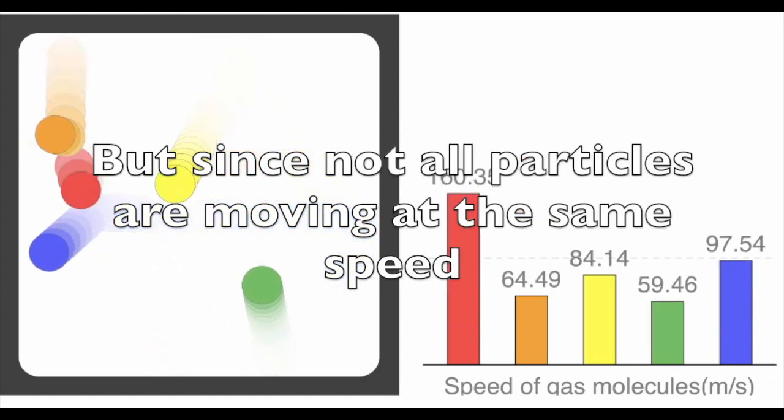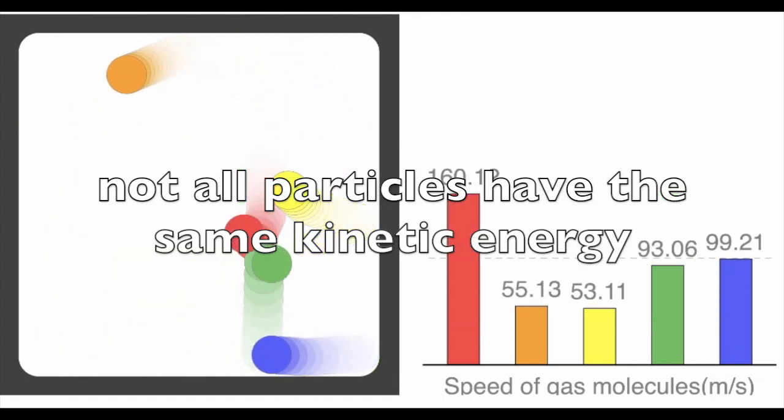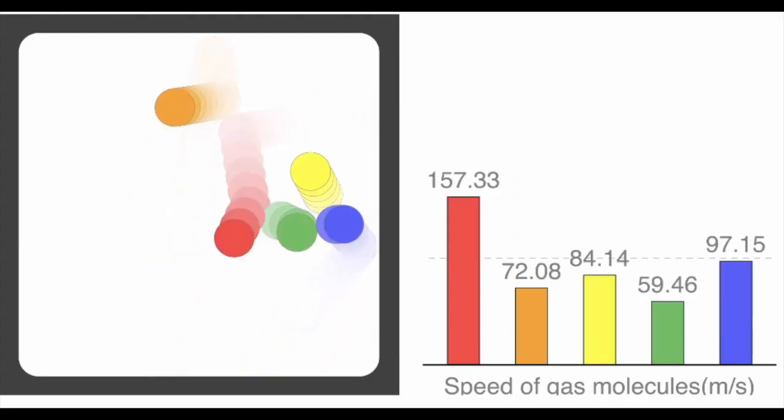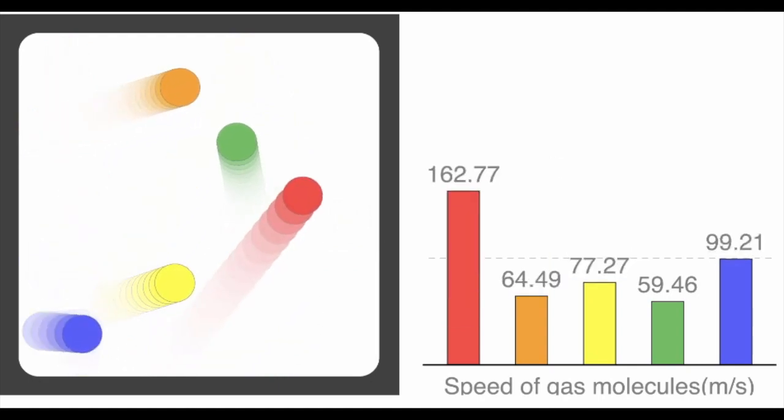The faster a particle moves, the more energy it has. But since not all particles are moving at the same speed, not all particles have the same kinetic energy. When we measure temperature, we are measuring the average of all the energies of these particles. Because some are slow, some are fast, we're taking the average. The higher the temperature, the higher the average kinetic energy of the particles, which means the more particles are moving really, really fast. Unlike with thermal energy, temperature does not depend on the size of your sample.